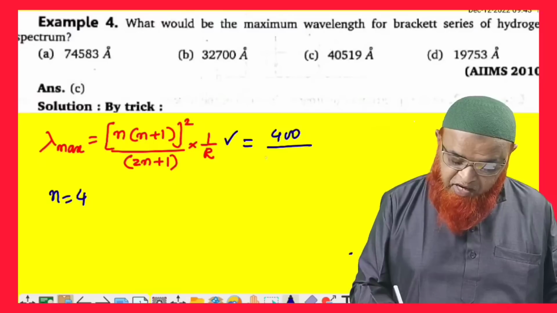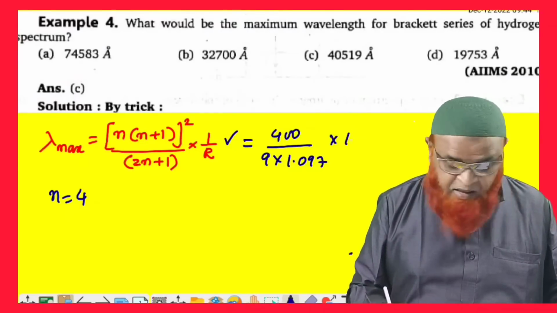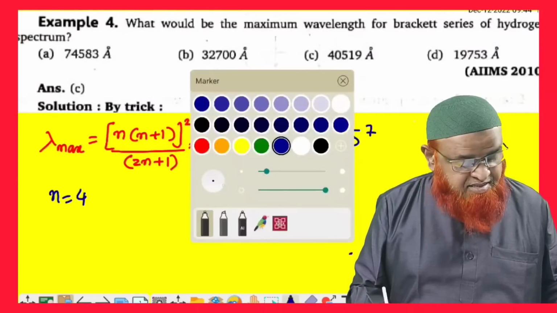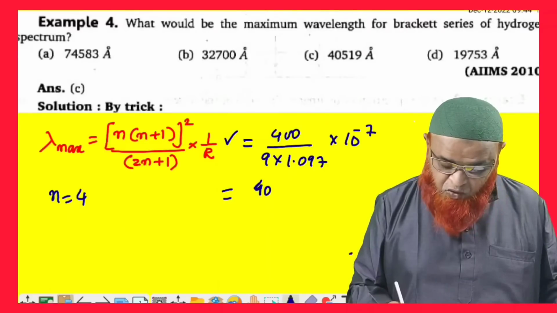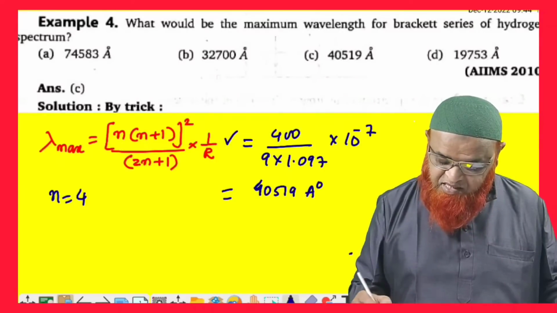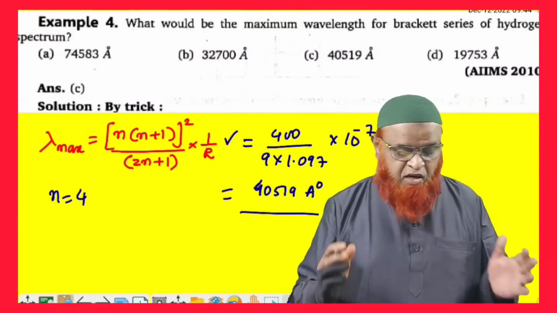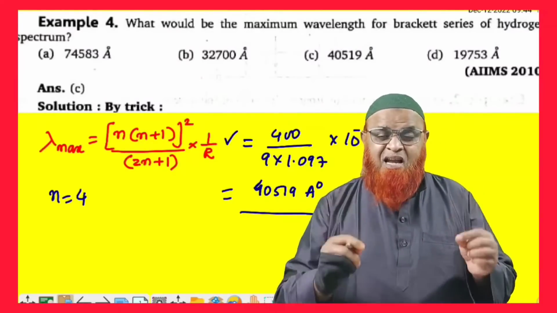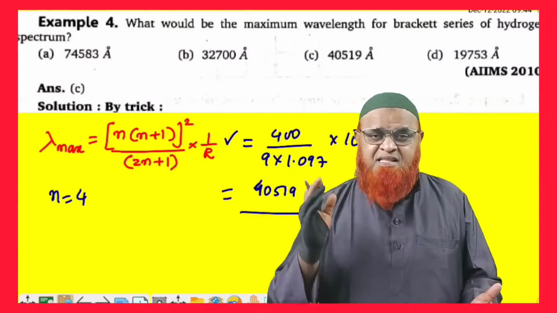Then if you substitute the values, you're getting 400 divided by 9 into 1.097 into 10 power minus 7 here. So after calculating this, you'll be getting the value as 40519 Angstroms. That's it. So directly in a simple shortcut formula, that is (n plus 1) whole square divided by (2n plus 1), can be used to find out the maximum wavelength of any series.